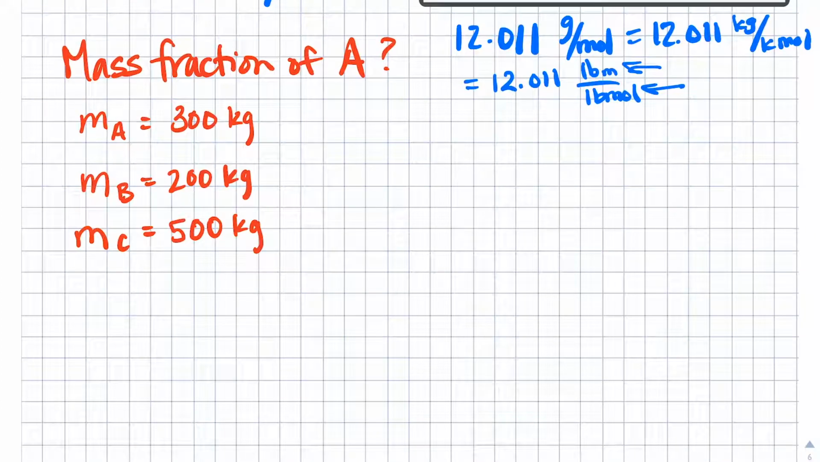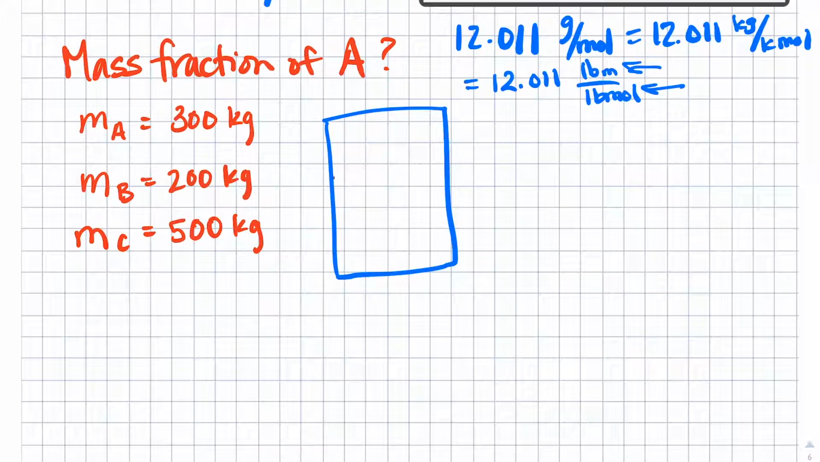Let's do an example. I think it will become a little more concrete as we do this example. So let's say I have a mixture of components A, B, and C. So I just have some tank, let's say, and I have components A, B, and C all mixed in together. I know I have 300 kilograms of A, 200 kilograms of B, and 500 kilograms of C. What is the mass fraction of A?